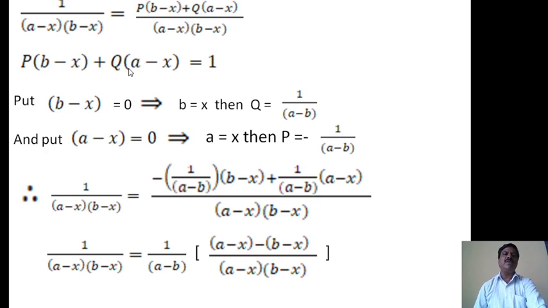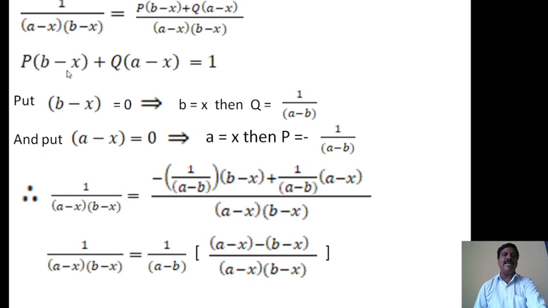Again you have to put a minus x equal to 0. Then this implies a is equal to x. Substitute x is equal to a in this equation. Therefore, after putting a is equal to x, the q term will vanish. And here we are putting x is equal to a, therefore we will get p into (b minus a) is equal to 1.